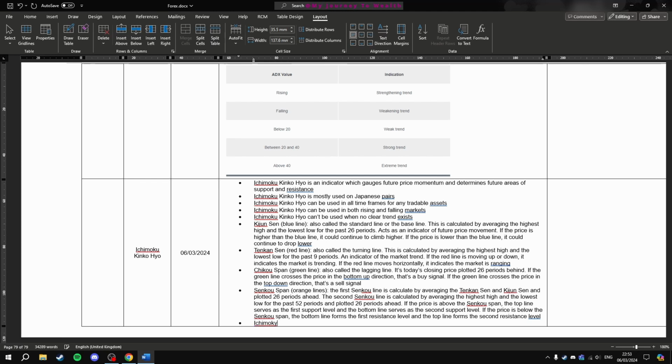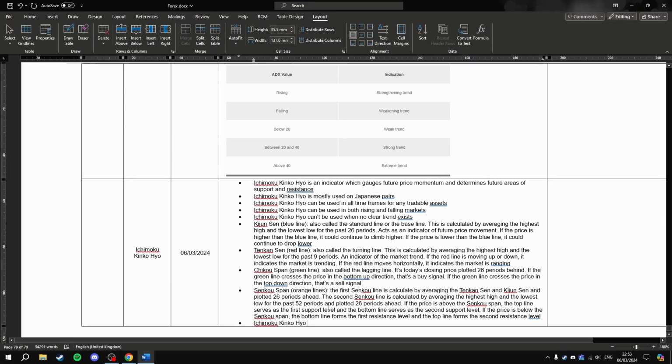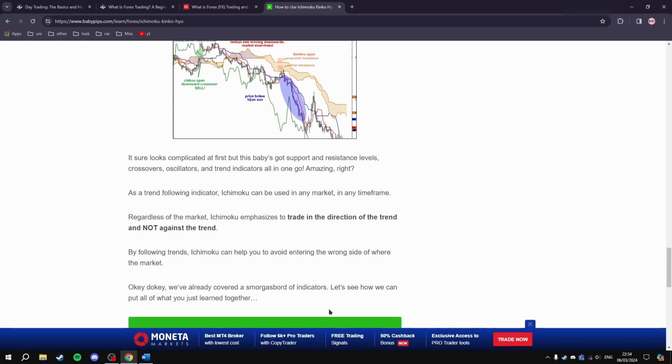Ichimoku Kinko Hyo emphasizes to trade in the direction of the trend and not against the trend. By following trends, Ichimoku can help you to avoid entering the wrong side of the market. Okay, that makes no sense.